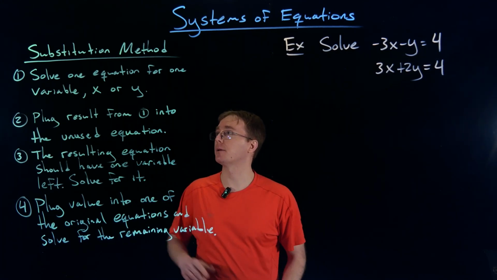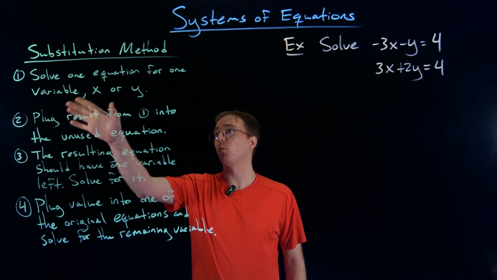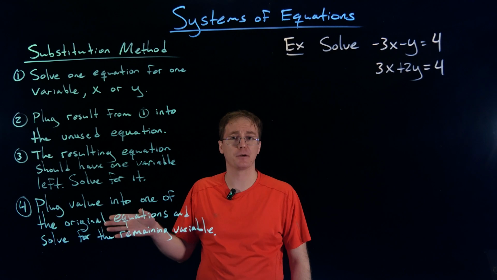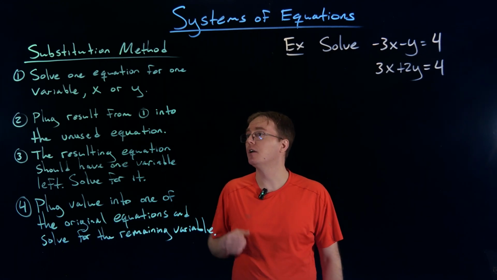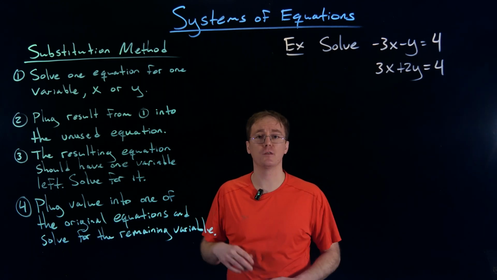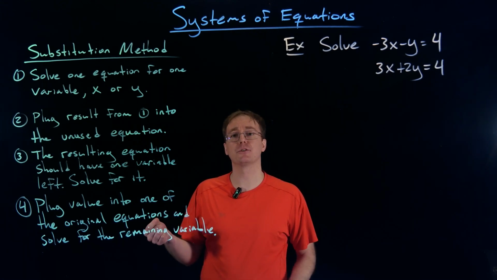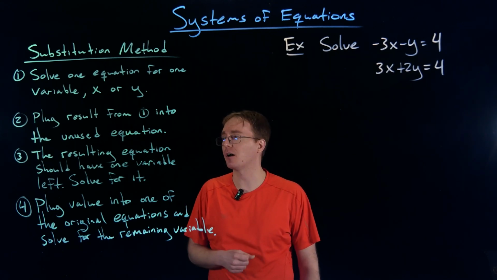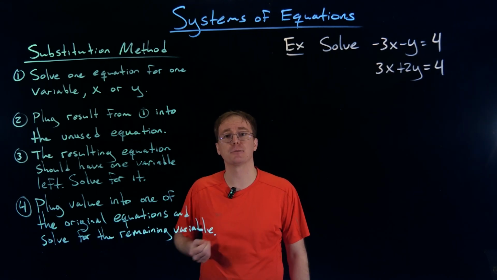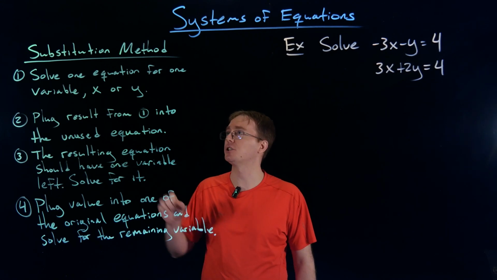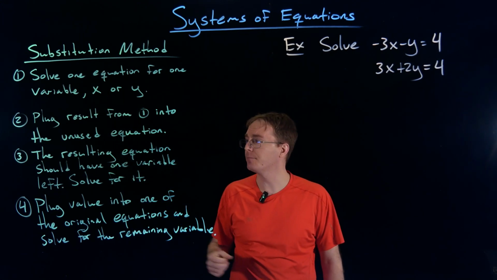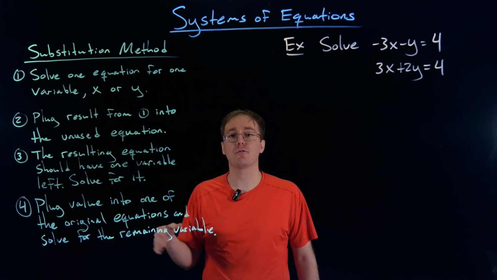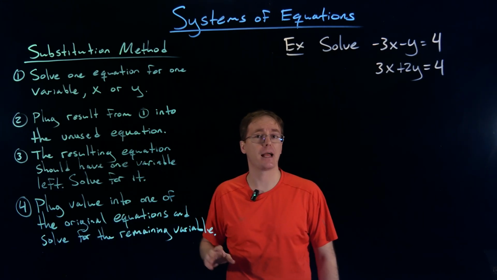The first step of the substitution method says we have to solve one of our equations in our system for one of our variables, either x or y, or whatever variables our equations are written in terms of. Once we've solved one of our equations for x or y, we plug that result into the other equation, the one we haven't used yet. That is the second step of this process. After we make our substitution, which is where the name of the method comes from, by the way, we will get a new equation, and the resulting new equation should have only one variable left in it, either x or y.